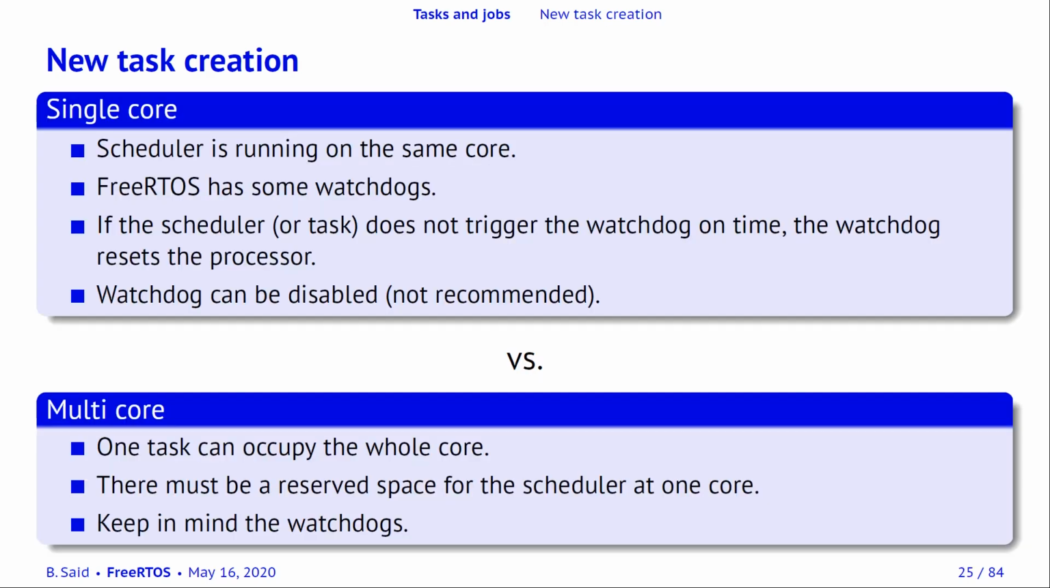When we create a new task, we have to keep in mind several things. The scheduler is running on the same CPU as our tasks, and we have to reserve some execution time for the scheduler and the other interrupts. The FreeRTOS has some watchdogs, and if the scheduler or the task doesn't trigger the watchdog on time, then the watchdog reboots the whole processor. The watchdogs can be disabled, but I don't recommend this because the task shouldn't occupy the whole CPU.